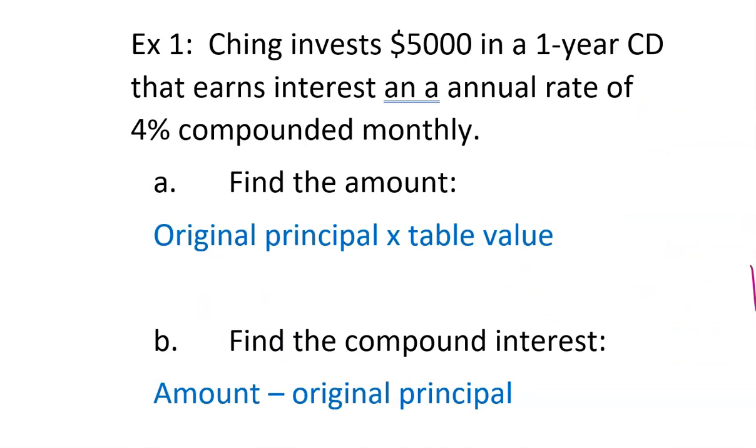So first we're going to find the amount in the table. We're looking at 4%, and it is compounded monthly, and it is a 1-year CD. So we're going to flip back to A14. We're going to go down to 4% and go across to the first section of numbers in the second column, which is 1.04742.